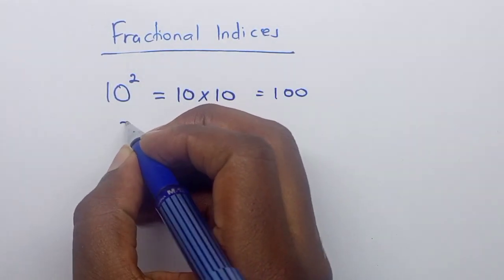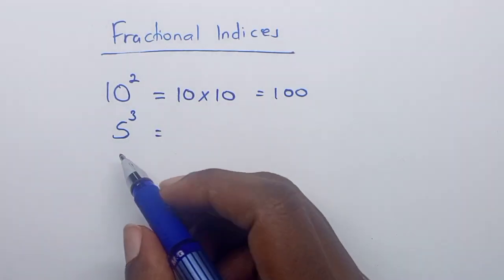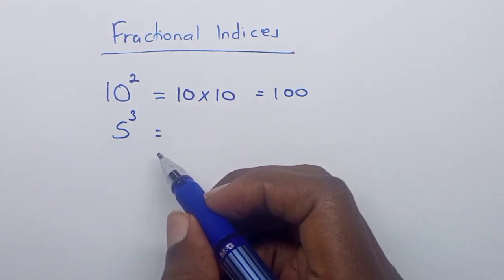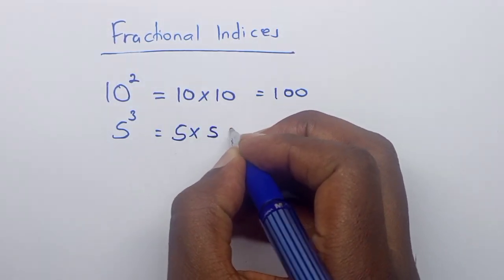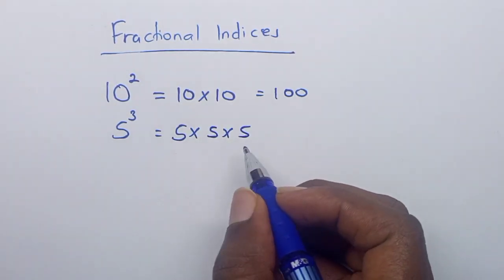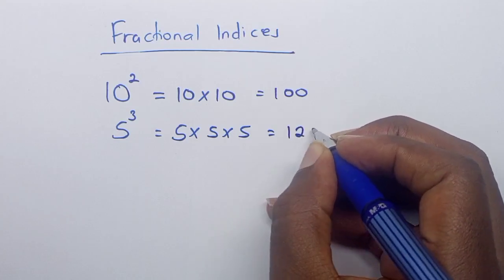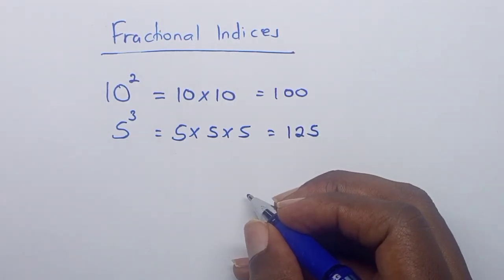If you have, say, 5 power 3, this is telling us that 5 needs to multiply by itself 3 times. So we shall have 5 times 5 times 5, 1, 2, 3, being equal to 125.